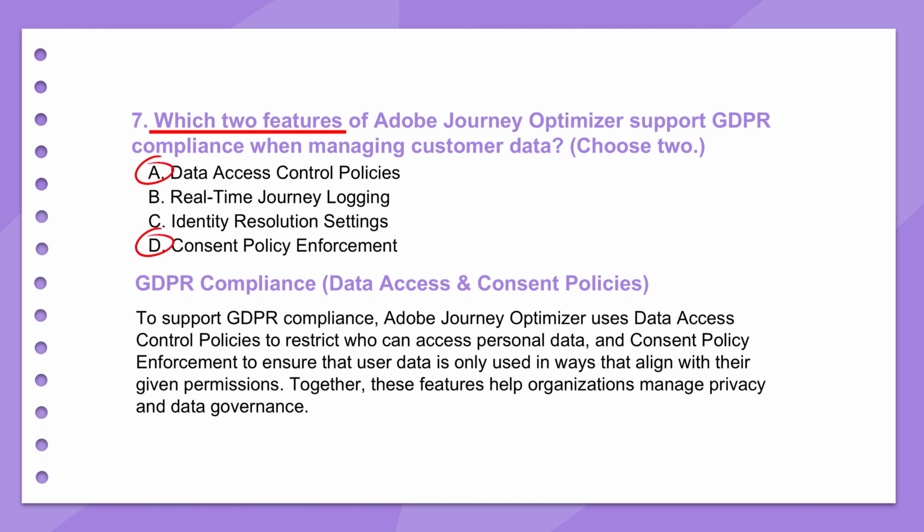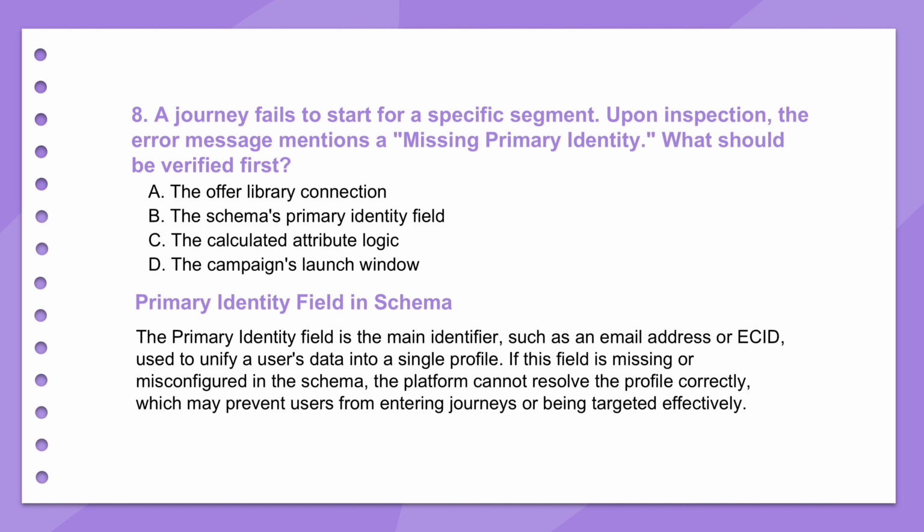Now, of course, things don't always go perfectly according to plan, do they? Oh, rarely. Question 8 deals with troubleshooting. If a customer journey fails to start for a particular group of people and the error message says missing primary identity, what's the very first thing you should check? Okay, yeah, common scenario. The very first thing you need to verify is the schema's primary identity field.